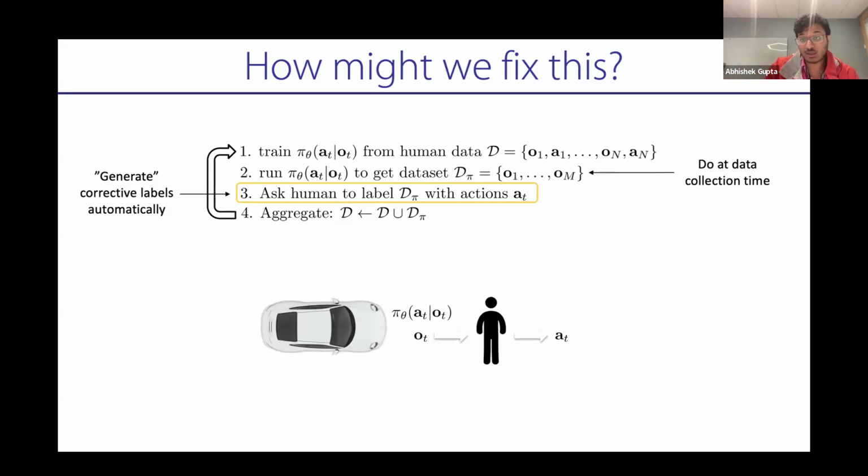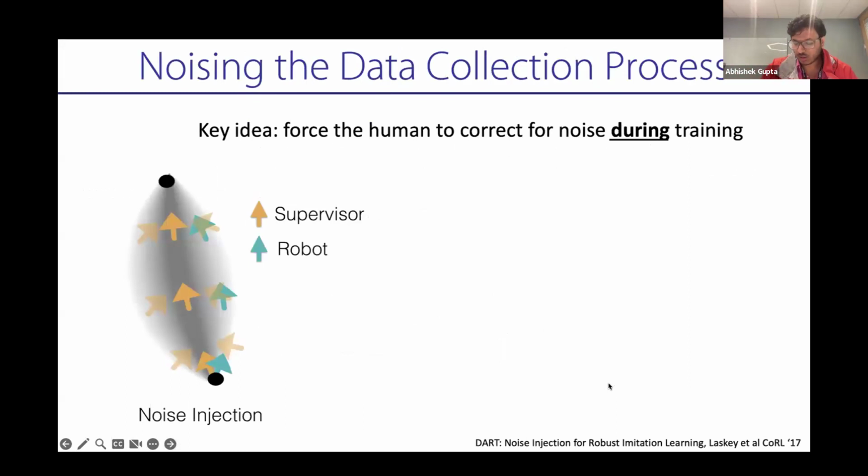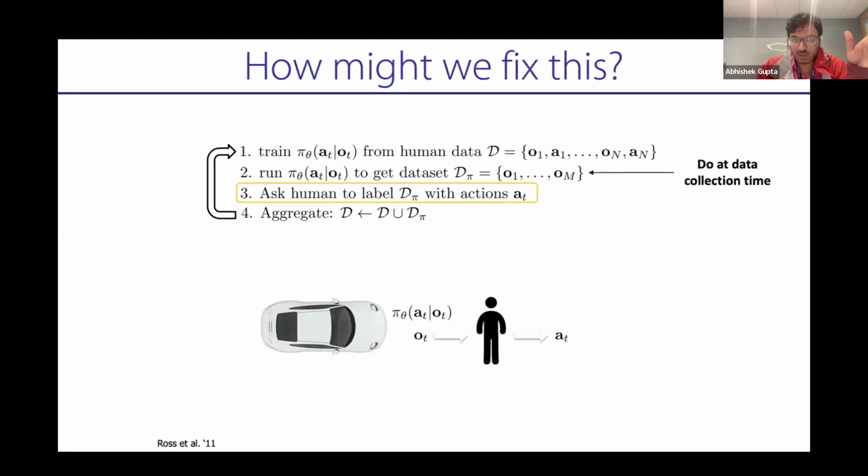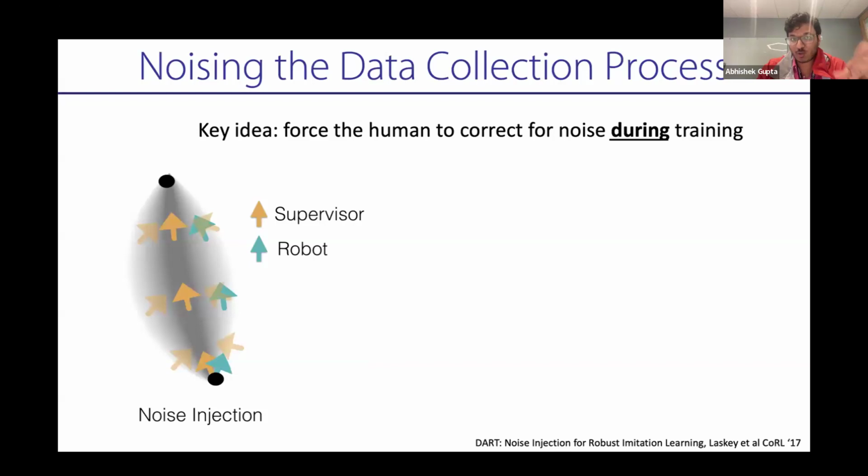The first is collecting data at data collection time, and the second is generating corrective labels without having a human do it all the time, right? So I'm going to rush through these real quickly. The first thing we're going to try is avoiding requiring the human to come back after the fact. All we're going to do is force the human to provide corrections during training time.